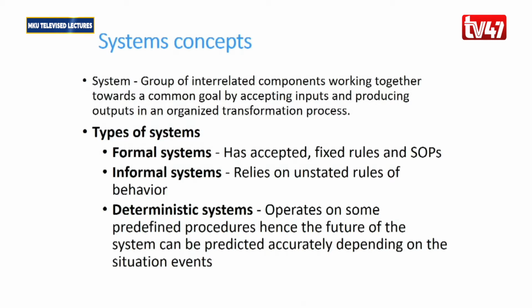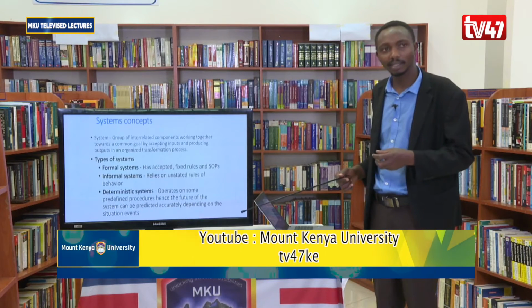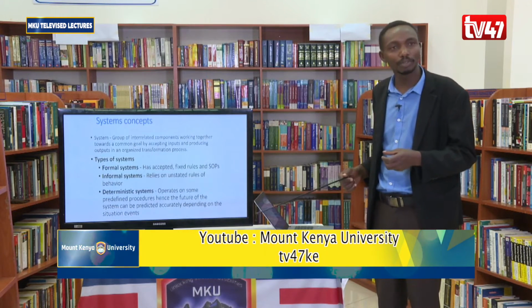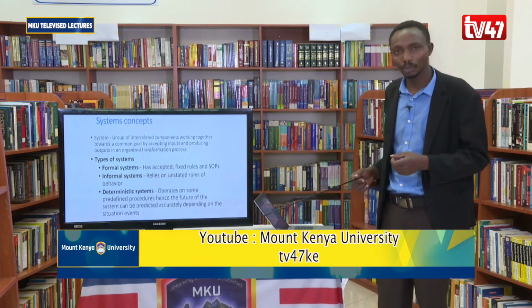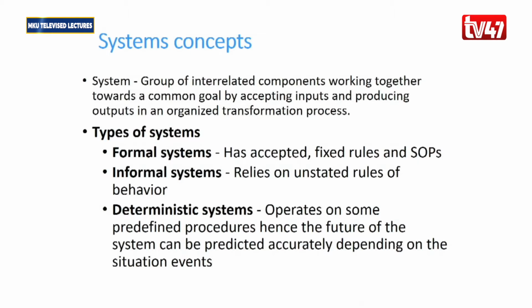We also have informal systems. Informal systems are just the opposite of formal systems. They rely on unstated rules, which are not structured in nature. So there is no clear procedure that can be followed so that some output can be displayed in a particular system. Usually they don't have standard operating procedures, and therefore their procedures can take any angle. You can take inputs from any angle, transform the inputs, and then get the outputs for that particular informal system. There is no clear set of rules for this type of system.